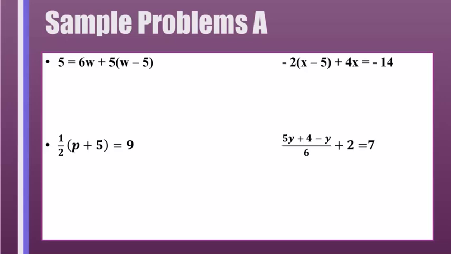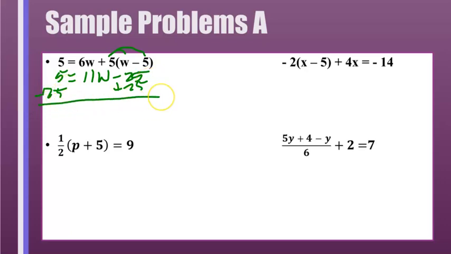And our last couple problems here. Here I'm going to have to distribute the 5 here. So that's going to give us 5 equaling 5w plus 6w is 11w minus 25. Now I'm going to add 25 to both sides to get the w's by itself. So that's 5 plus 25 is 30, equaling 11w. Divide by 11, and we are left with w equaling 30 over 11.